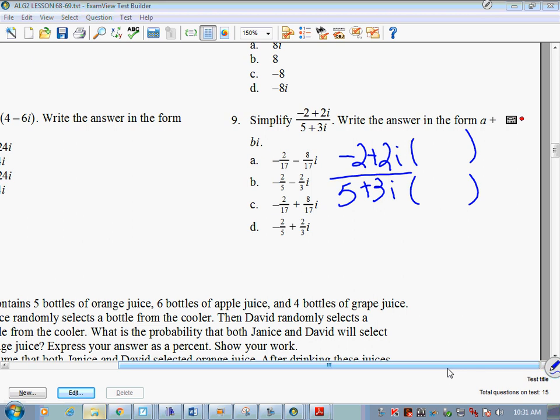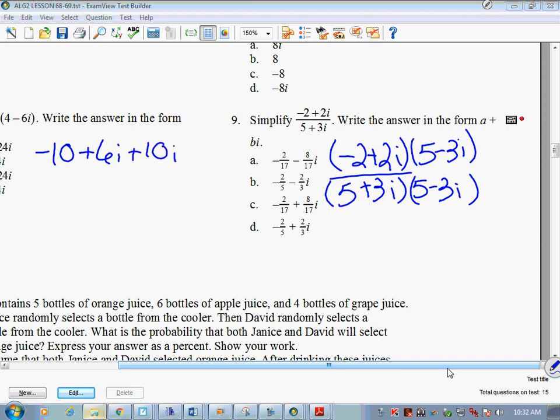Do we remember doing something? All right, so what we're going to do here is 5 minus 3i, 5 minus 3i. And then we're going to FOIL. All right, does that at least ring a bell on how to do that? Okay? So looking across the top, we've got negative 2 times 5 is negative 10. We've got negative 2 times negative 3i, which is positive 6i. We have 2 times 5i, which is 10i.